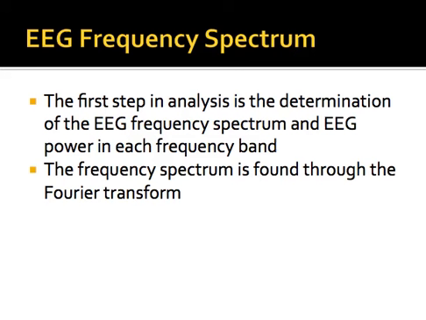So because most of the parameters for EEG are calculated according to the frequency bands, the first step in any analysis is to determine the EEG frequency spectrum, and usually in accordance with that, the EEG power in each frequency band. So like any other field, the frequency spectrum in EEG analysis is found through the Fourier transform. So let's talk a little bit about that.